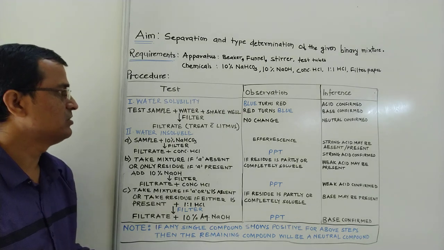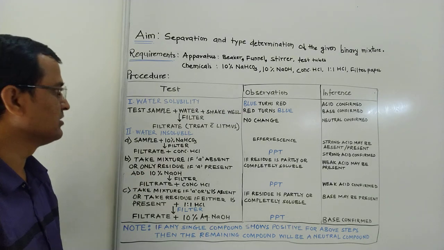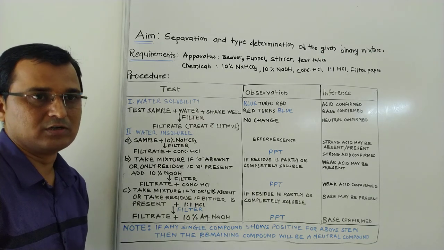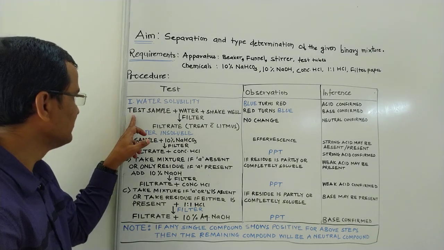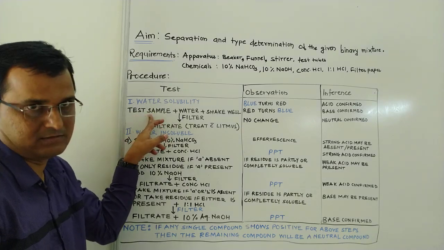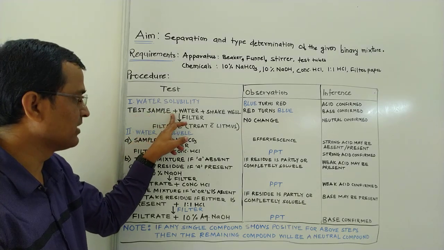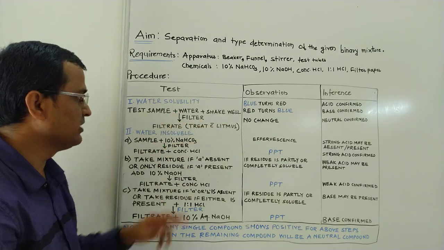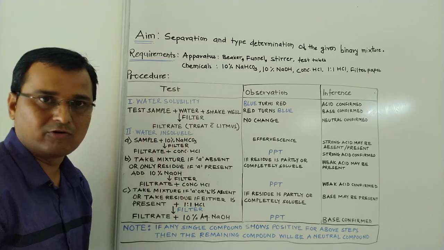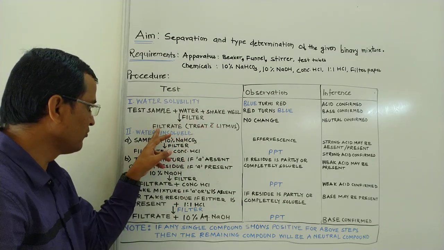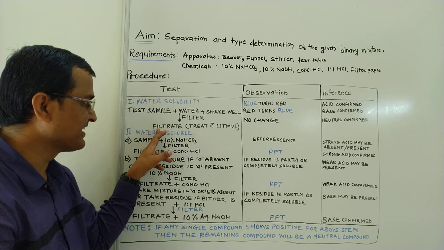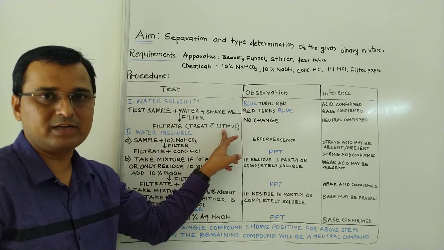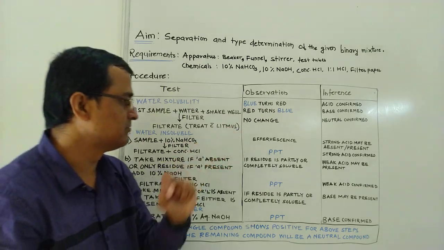Let's say that we have a mixture with us, and the very first step we want to perform is to take a test sample of the mixture and add water. Then we will shake it well and filter it. We shake that mixture along with the water, and then we filter, and whatever we get at the bottom is the filtrate, and that filtrate we have to treat with litmus paper. So we will perform the litmus test with the filtrate.